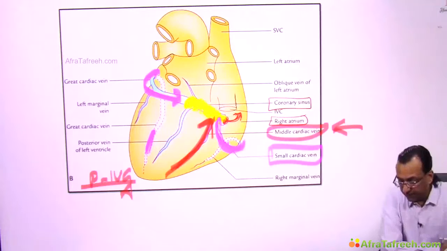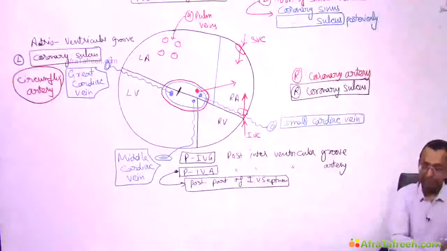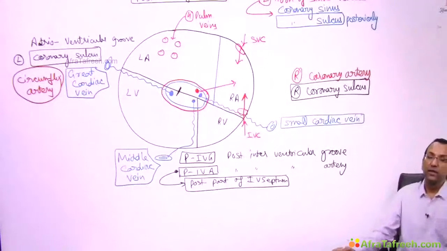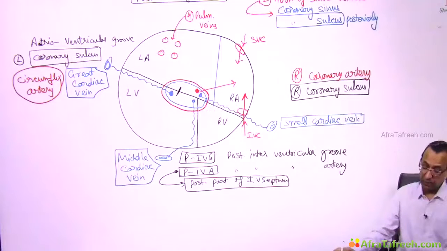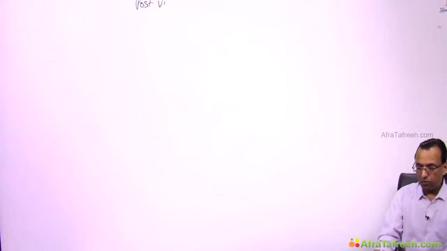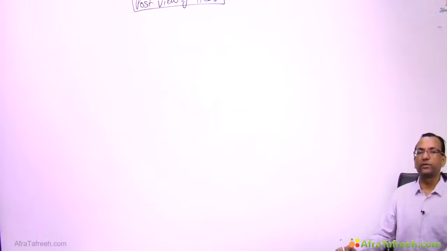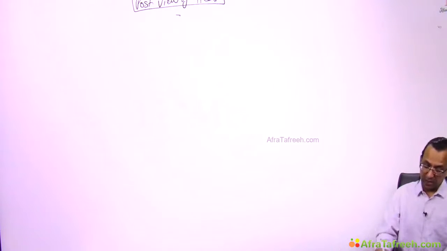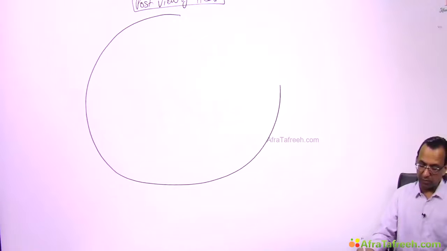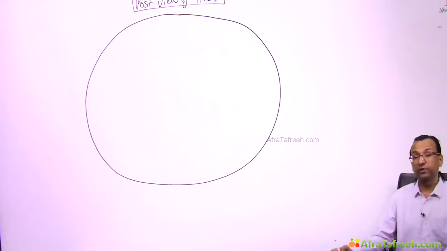Okay, if that is the point, let us draw the diagram. We are now looking at the posterior view of the heart and the four chambers. When you look at the posterior view of the heart and four chambers, what are the four chambers? You see here, this is the posterior view of the heart and we'll talk about the four chambers. Which four chambers are there?